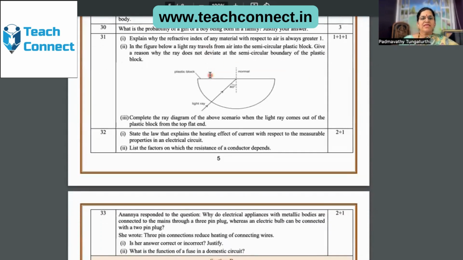31. Explain why the refractive index of any material with respect to air is always greater than 1. The student does know this answer. It is only an explanation, remember and understand. The refractive index of any material is higher than 1 because we take air as a norm. That's the base, with which we can compare other elements.